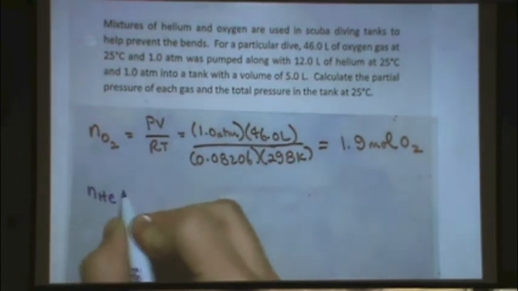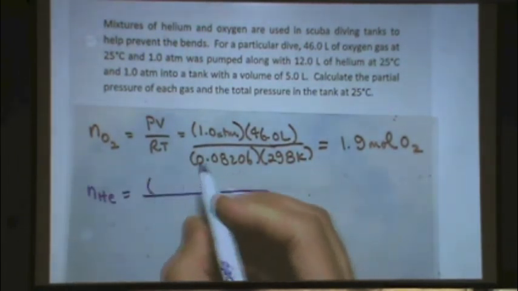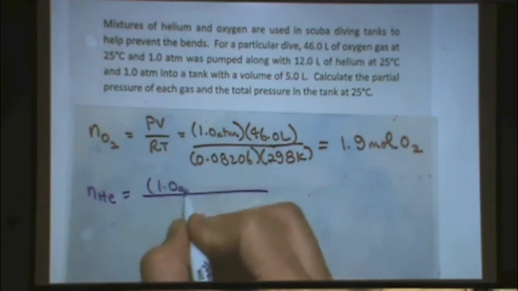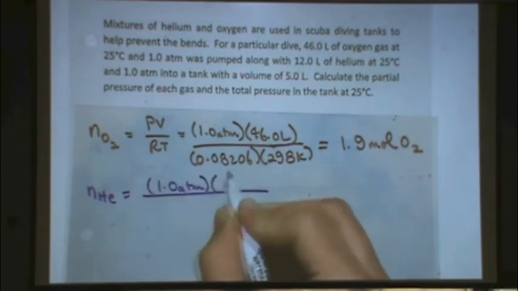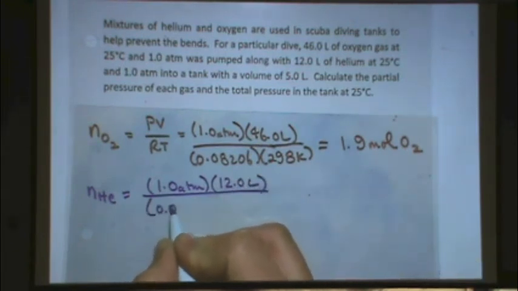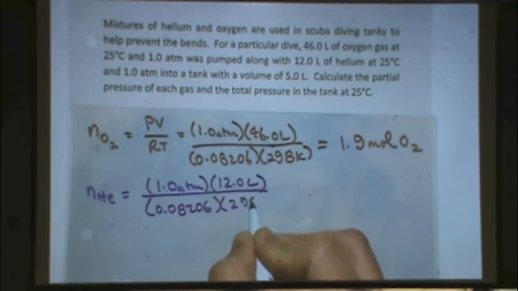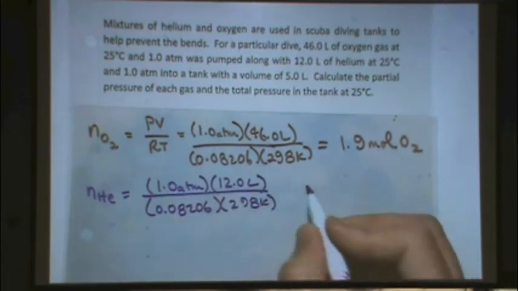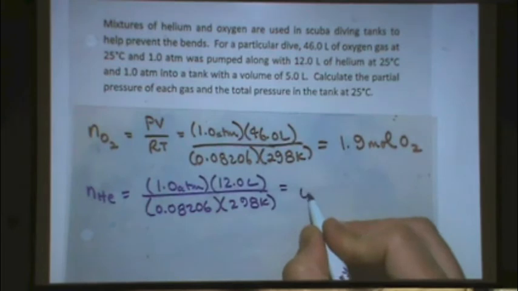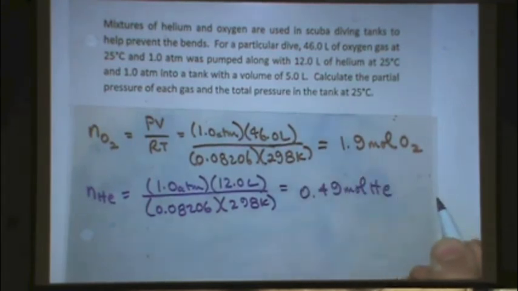Now, I'll change pen colors and we'll do the same thing but for the other gas, helium. So I'm finding the moles of each gas using the same formula here. Initial pressure, 1 atmosphere. Initial volume given in the problem, 12 liters. R is a constant. And temperature is the same, 298 Kelvin. Okay, for this one I got 0.49 moles of helium in this case.